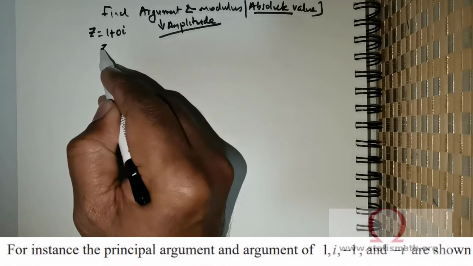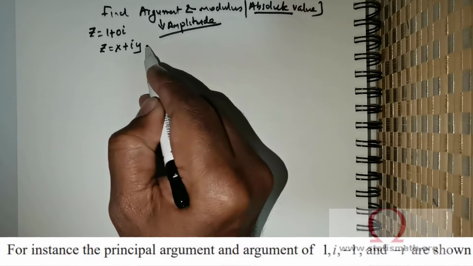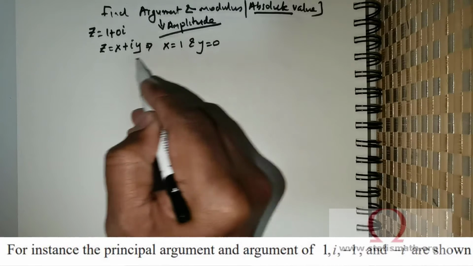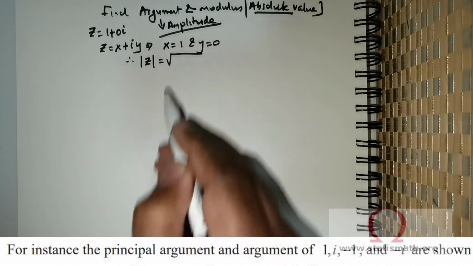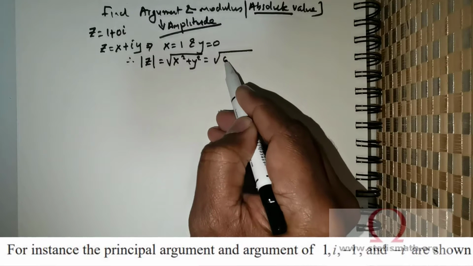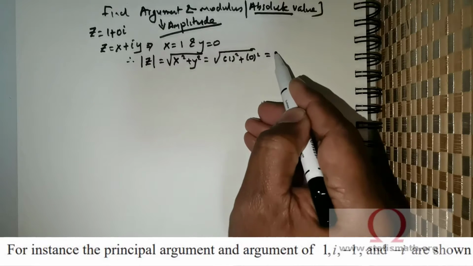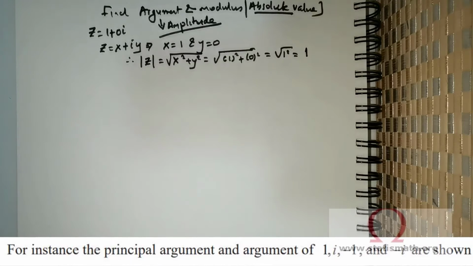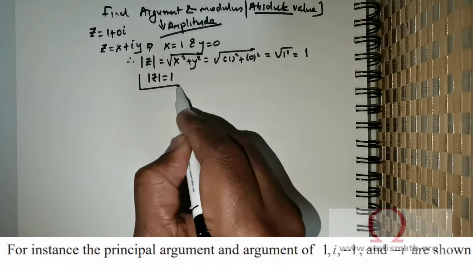So that means if I were to write this in the form x positive iy, clearly x is going to be equal to 1 and y is going to be equal to 0. So therefore the absolute value of the complex number, which is given by the formula root of x squared positive y squared, is going to be equal to root of 1 squared positive 0 squared, which is equal to root of 1 squared, which is equal to 1. So this is the value for the modulus. So you can write it down. So modulus of the complex number is equal to 1.